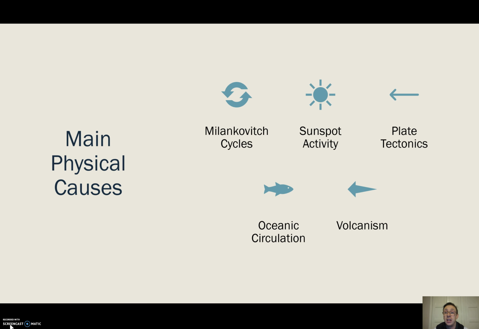We're going to be looking at Milankovitch cycles, the impact of sunspot activity, the impact of plate tectonics, the impact of global oceanic circulation, this is very closely linked to plate tectonics, and we'll be looking at the impact of volcanism as well. Now, it's worth throwing out at this point that there are lots of other physical causes of climate change. We're talking about climate change in the very broadest of senses, so we are talking about a lot of different things that can have an impact, but we're going to focus in on these five.